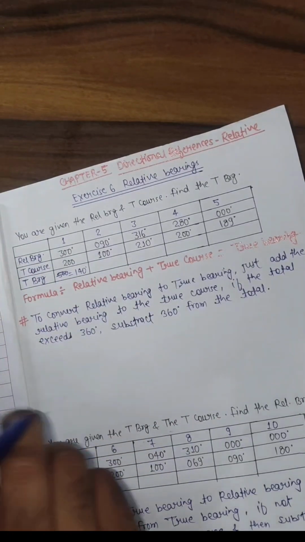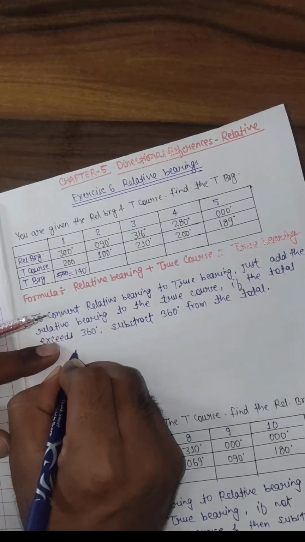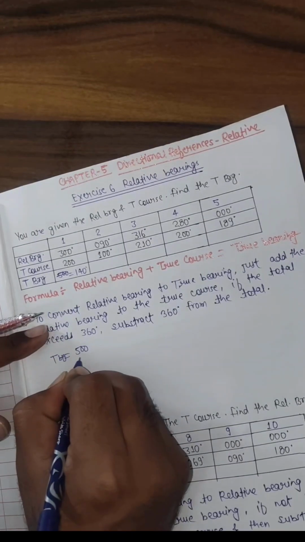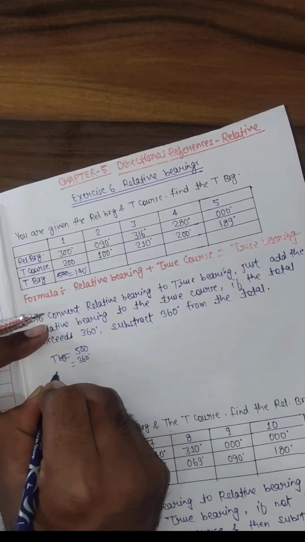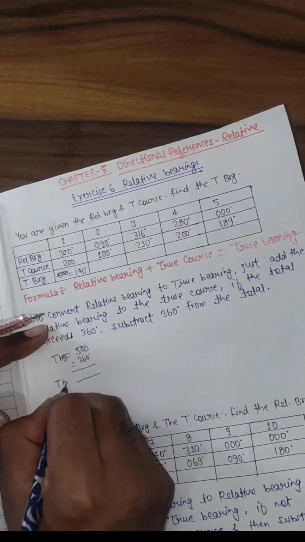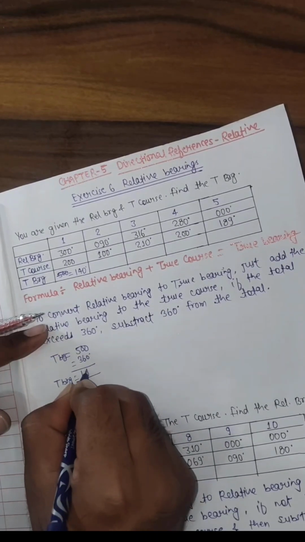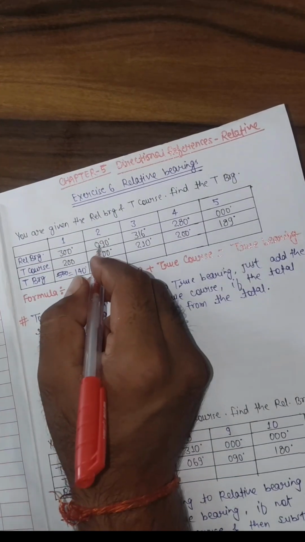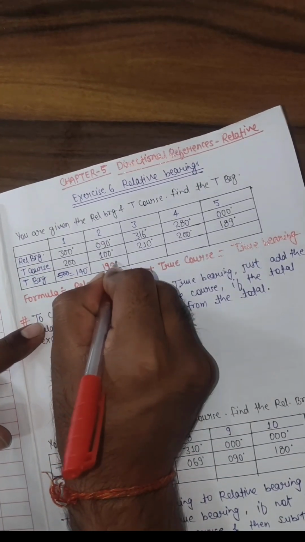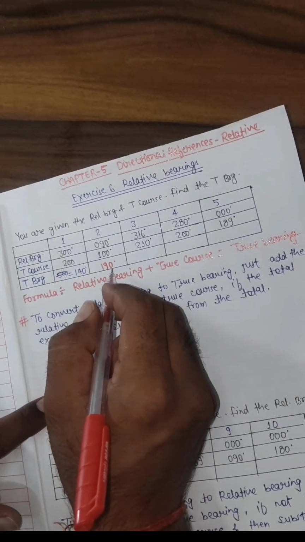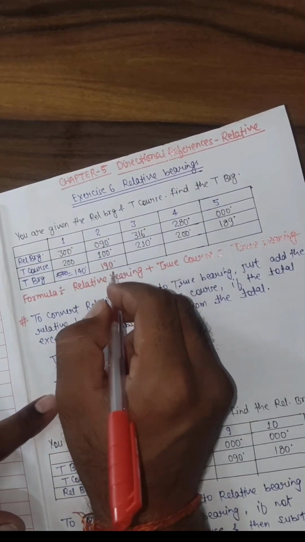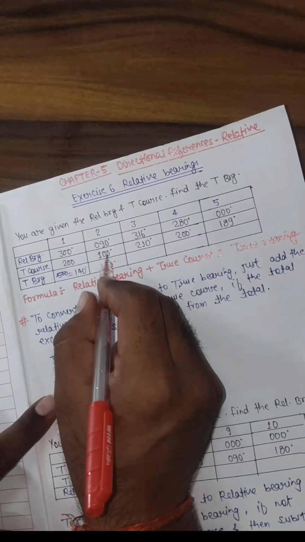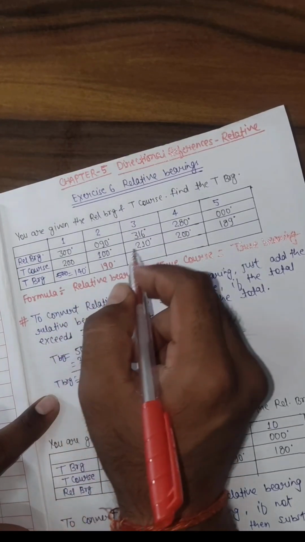Okay, so what will you do? If we are getting the answer 500 as our true bearing, we will just subtract 360 degrees, and the true bearing would be 140 degrees. Okay, here we are just adding, it gives 190 degrees. Here we will not subtract 360 degrees because the answer of true bearing is not exceeding 360 degrees. So the answer would be 190 degrees.